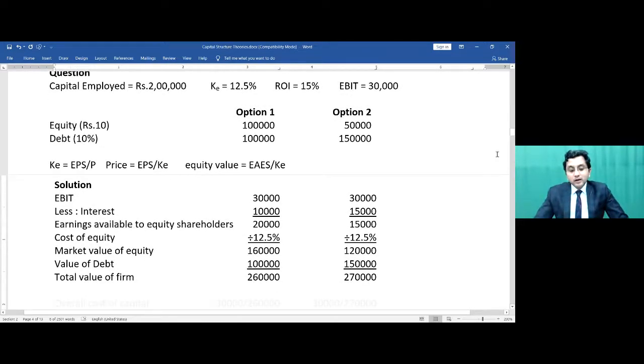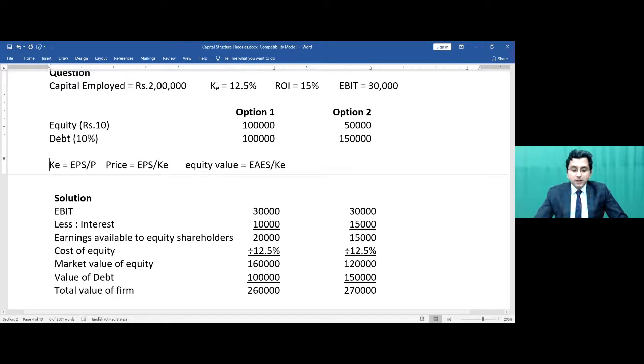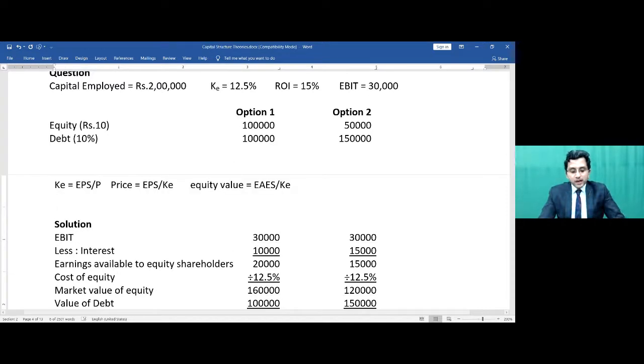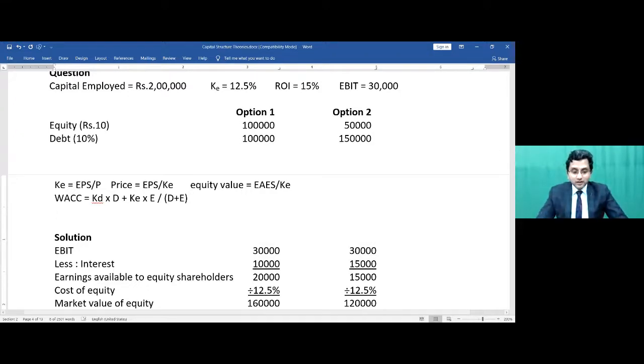Now let's calculate the overall cost of capital. Usually, to calculate overall cost of capital, you apply this formula. WACC is equal to cost of debt multiplied by amount of debt plus cost of equity multiplied by amount of equity, whole divided by debt plus equity. This is how you calculate the weighted average.